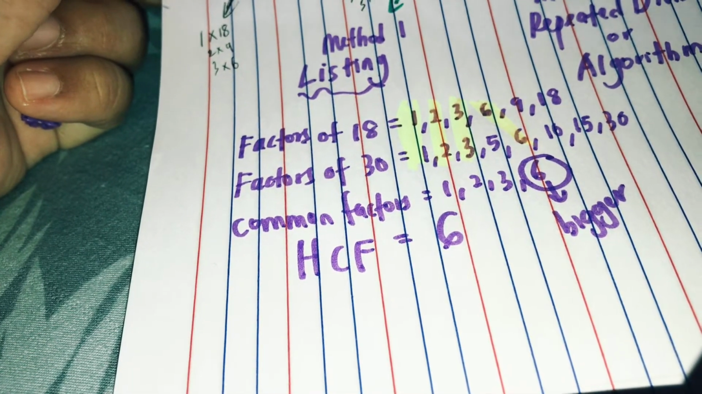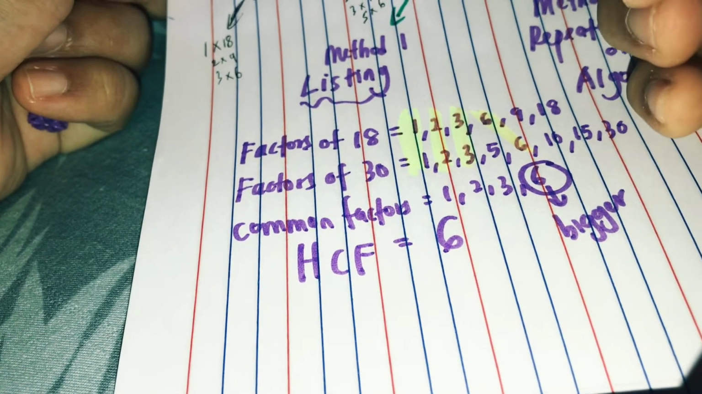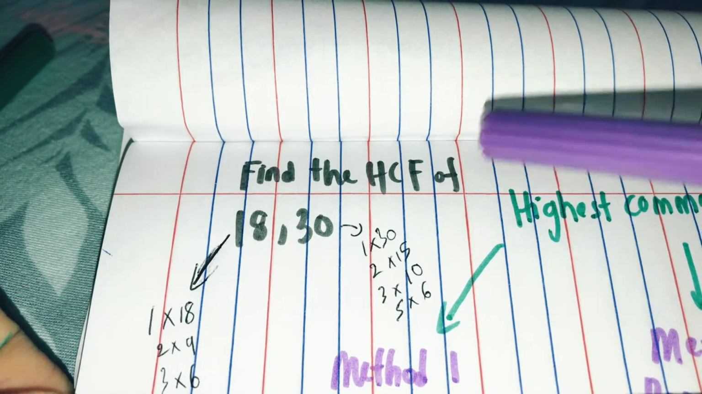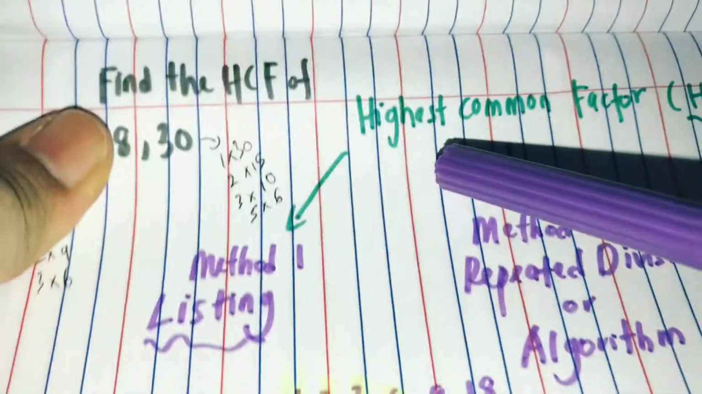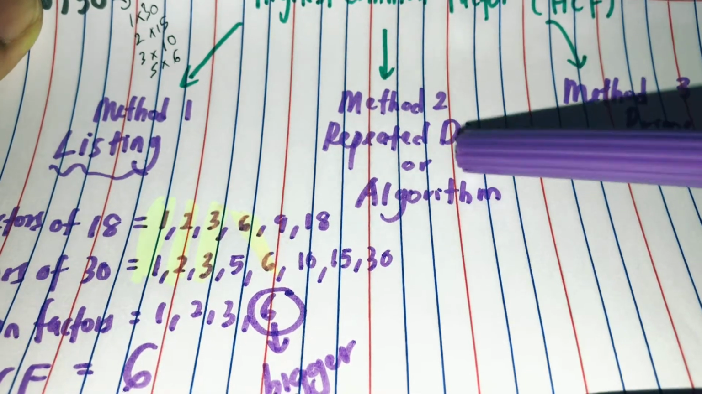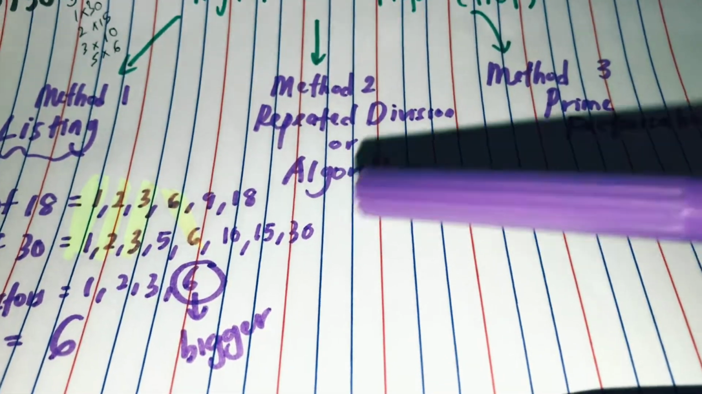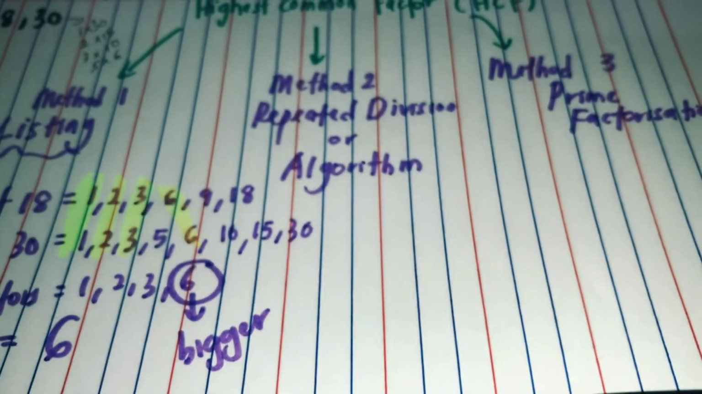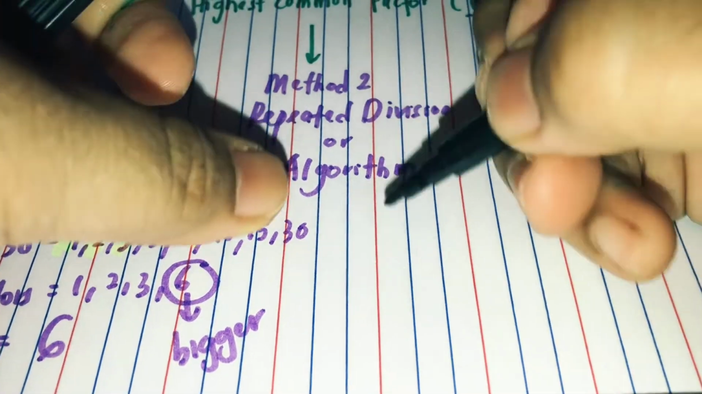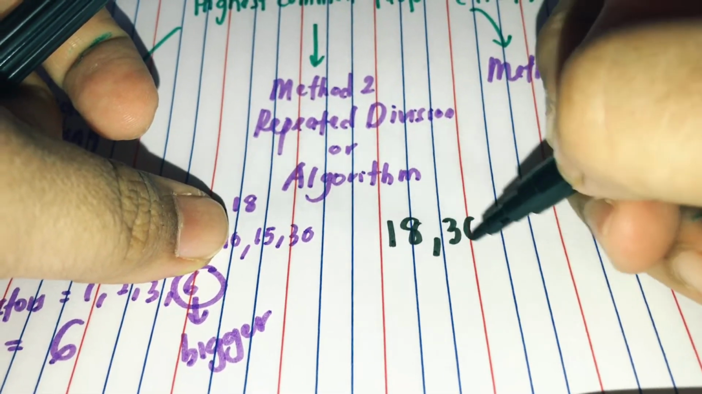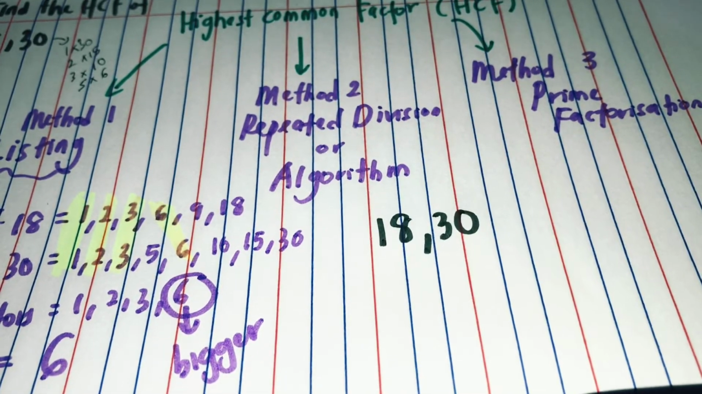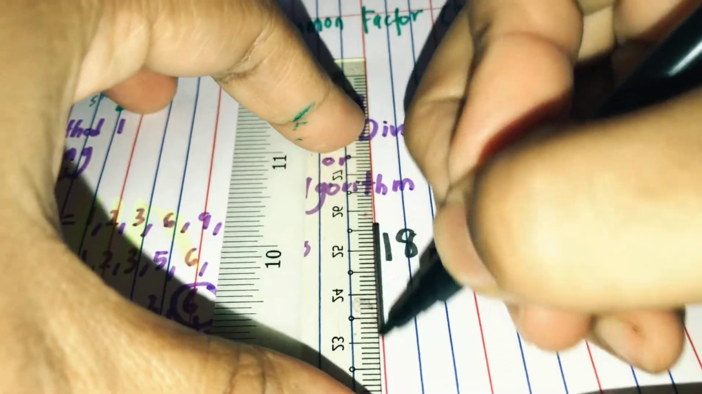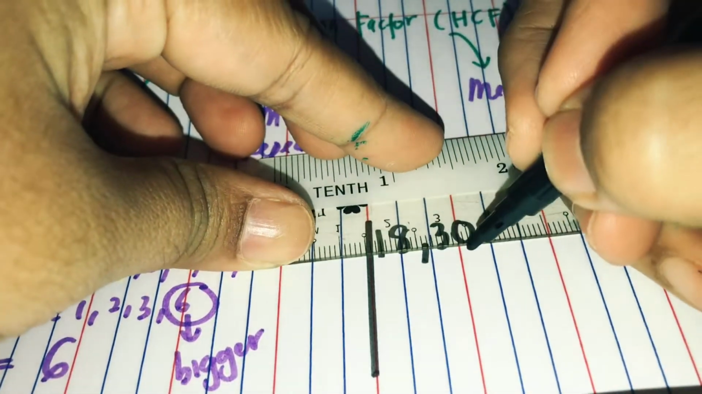Okay, now we will go to the second method. We still use the same question: find the highest common factor of 18 and 30. So now we go to method 2, repeated division or algorithm. You must write 18 and 30, like this, 18, 30, comma. Then draw a line, which means you want to divide, because this is repeated division, right?